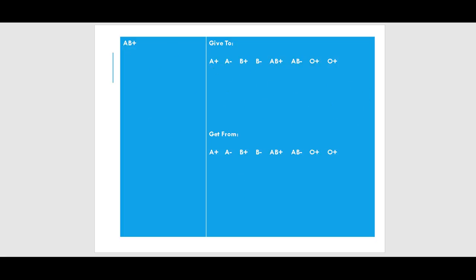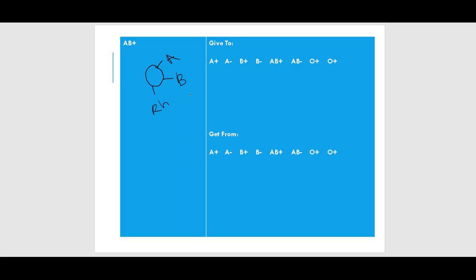Let's take a second and look at AB positive blood. If we look at AB positive blood, you'll remember that the red blood cells have surface antigen A, surface antigen B, and surface antigen RH. That means that their blood does not have antibodies against any of these. Okay, so they don't have any antibodies present.